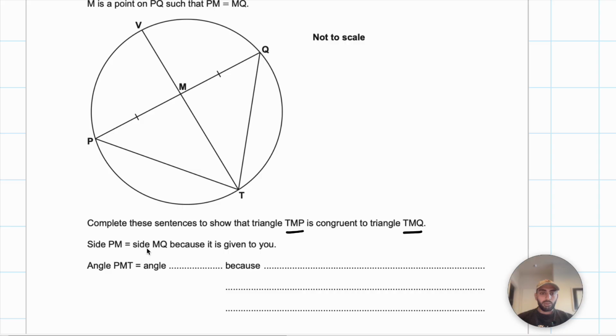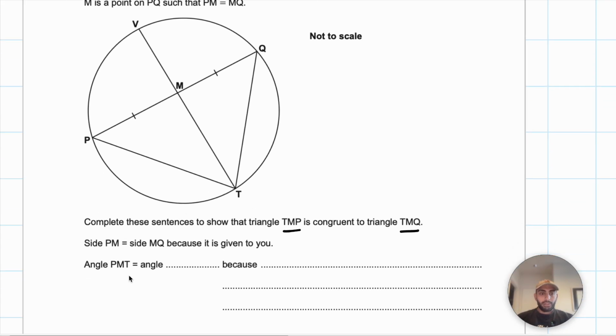Side PM is equal to side MQ because it's given to you. So they've already told us that in the question. Angle PMT, which is this angle here, is equal to which angle? So that's going to be this angle because VT is bisecting that line PQ. So it's the same as QMT because VT is bisecting. That means it's cutting it into two equal parts, it is bisecting line PQ.